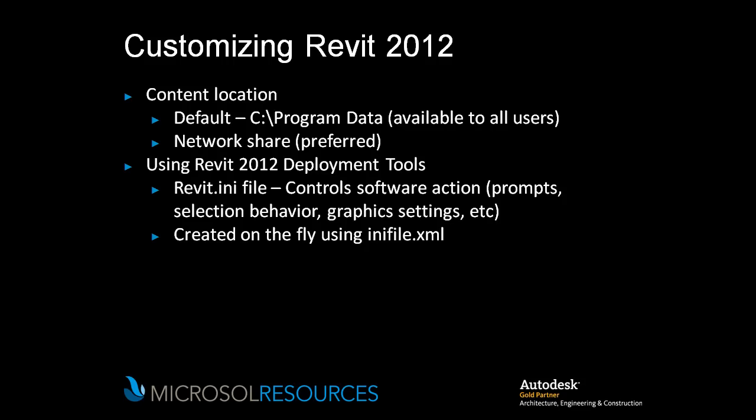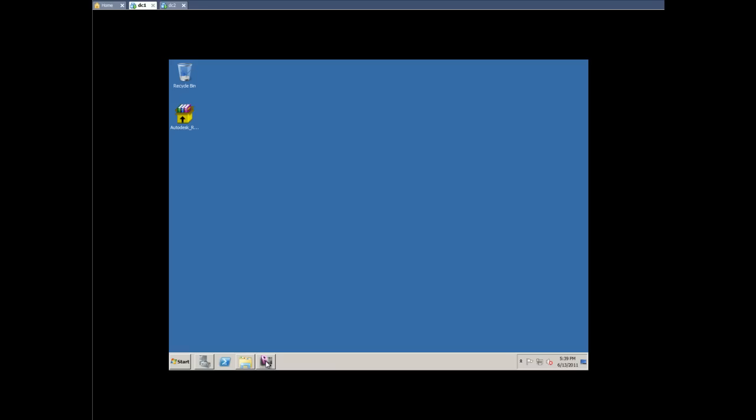Well, for 2012, this process has changed. There is no Revit.ini file on a deployment image. Instead, the INI file is created by another file called the INIfile.xml file. During each workstation installation, the Revit.ini file is actually generated from this INIfile.xml.